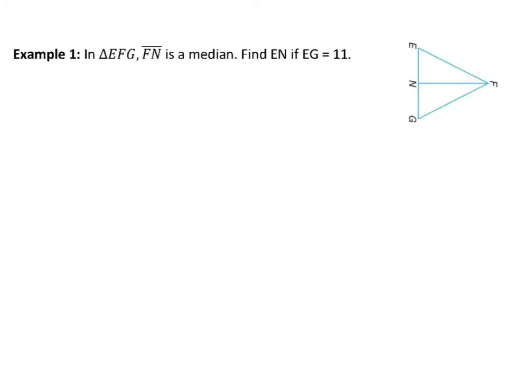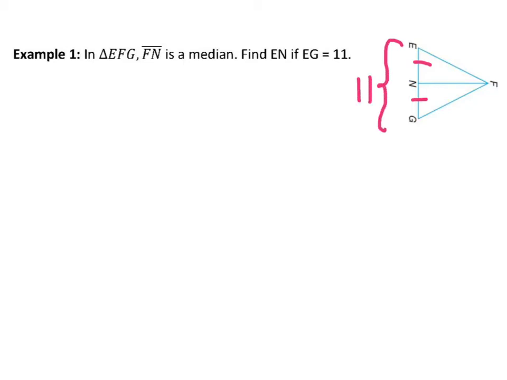Let's use this definition of a median to answer this first example. Example 1 states, in triangle EFG, segment FN is a median. Let's find the length of EN if EG's length is 11. So remember, we'd like to indicate any of the given information with slashes and arcs in our diagram. Since they told us that FN is a median, then we know that the length of EN is equal to the length of NG. But they told us that the length of EG is 11 total.